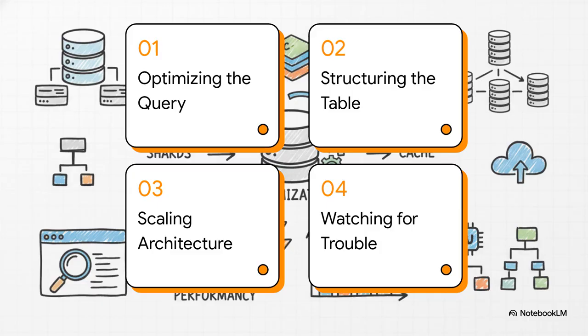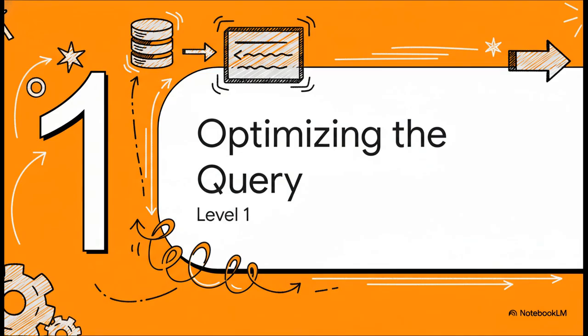All right, I want you to think of this as a 4-level video game for system design. We're on a quest for pure speed. We're going to start small on level 1 by mastering a single query. Then we'll level up to table structures, then the whole system architecture, and finally, we'll face the boss level, keeping an eye on everything to make sure it all runs smoothly. Okay, let's jump right in.